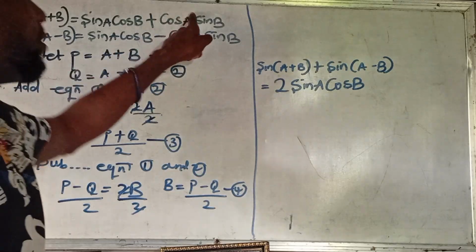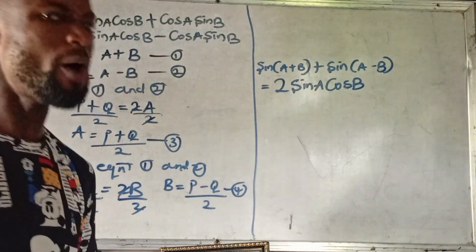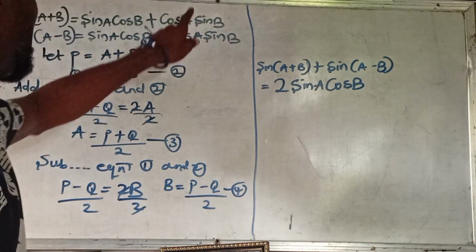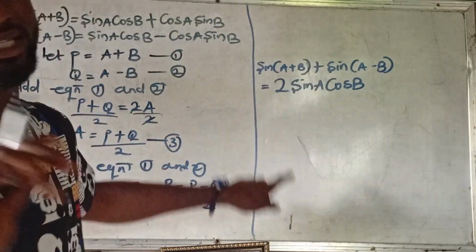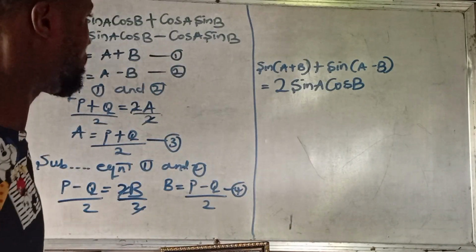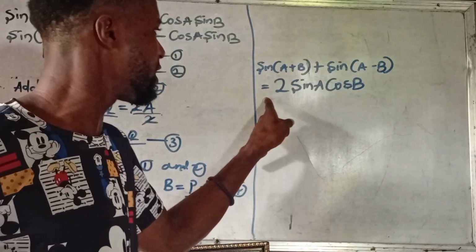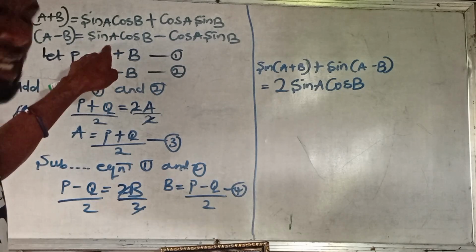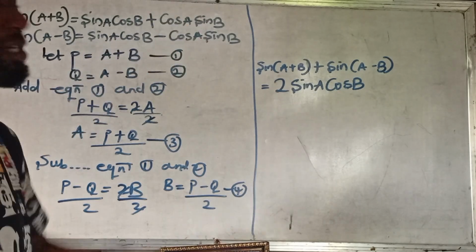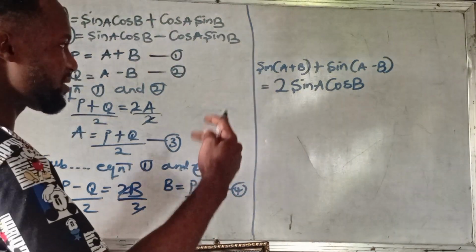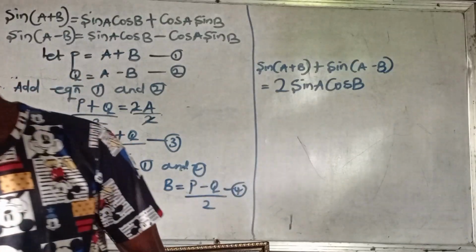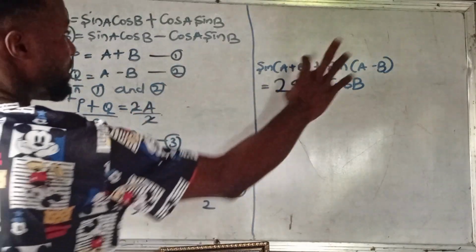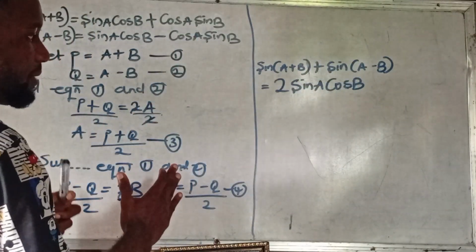Then if I move to this side, it becomes 0. So these two things are equal to 2 sine A cos B, whereas this one is 0. Now I'm going to replace this with what we have here.